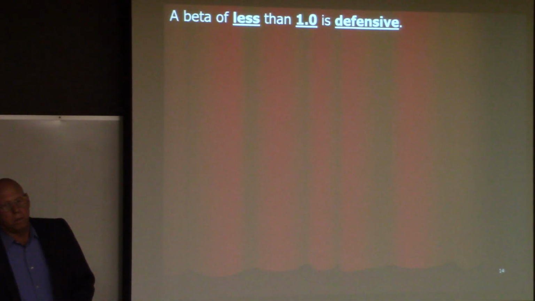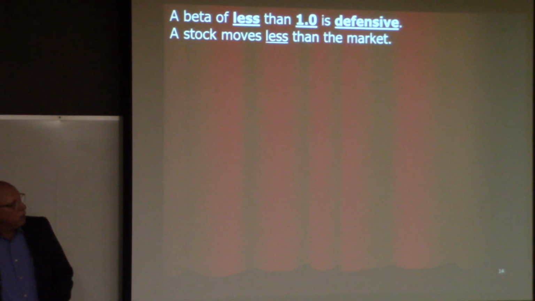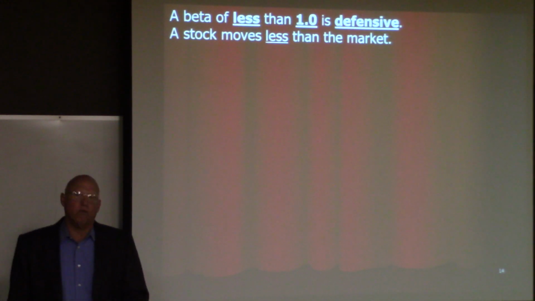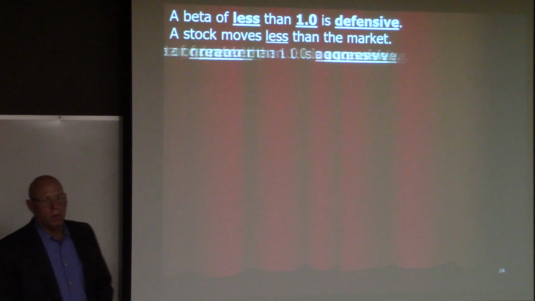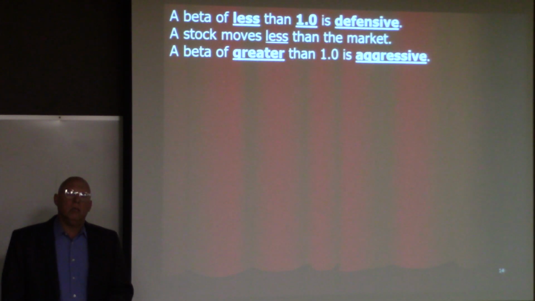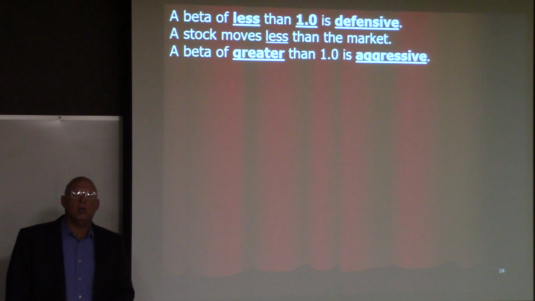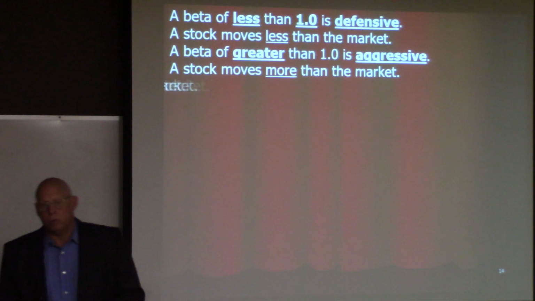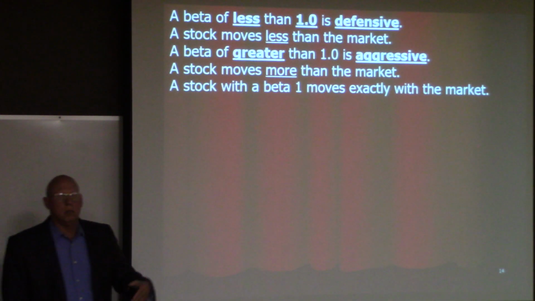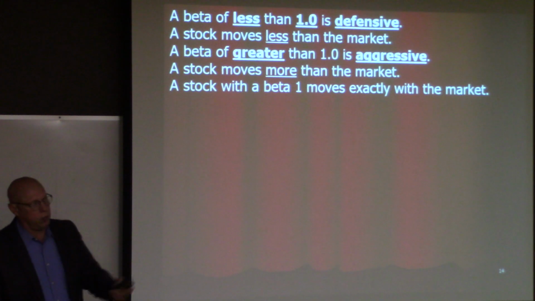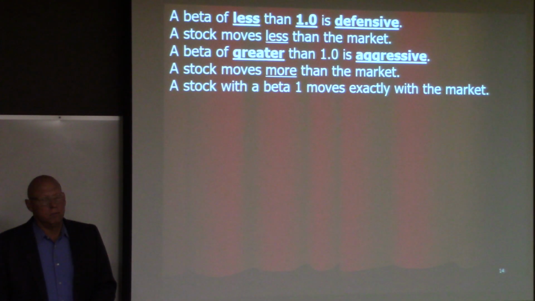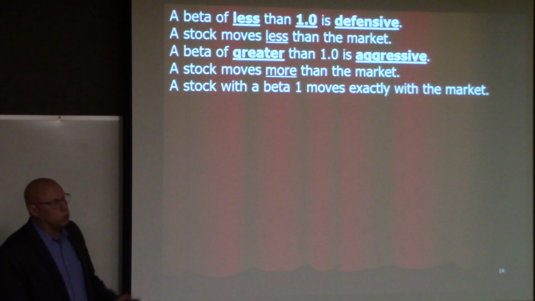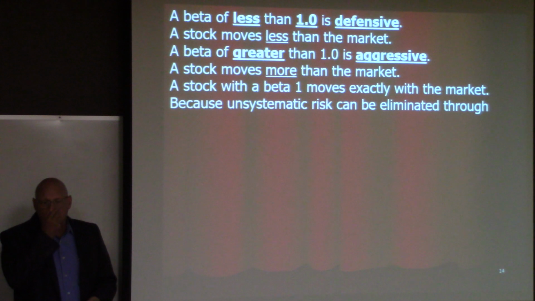A beta of less than 1 means the stock is defensive. It is less volatile than the market. A beta of greater than 1 means the security is aggressive. It moves more than the market. Actually, there's no limit on the betas. Anyway, a beta of 1 moves exactly with the market.